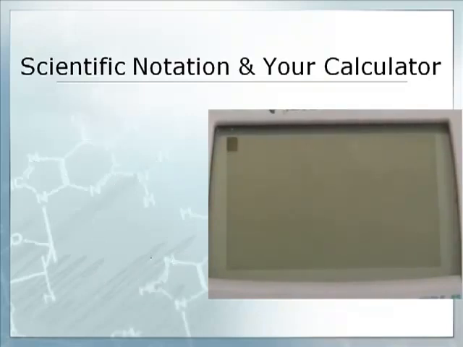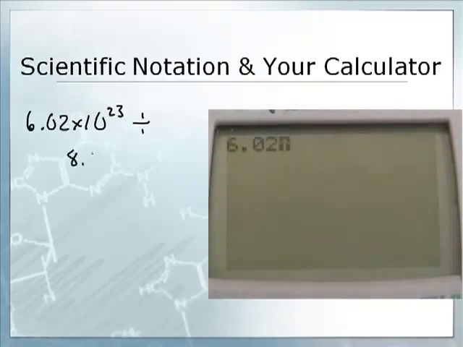All right, let's do one more. Actually, let's do a little calculation. So let's say I've got 6.02 times 10 to the 23rd, and I want to divide that by 8.01 times 10 to the negative 16th. I don't know why I would do that.